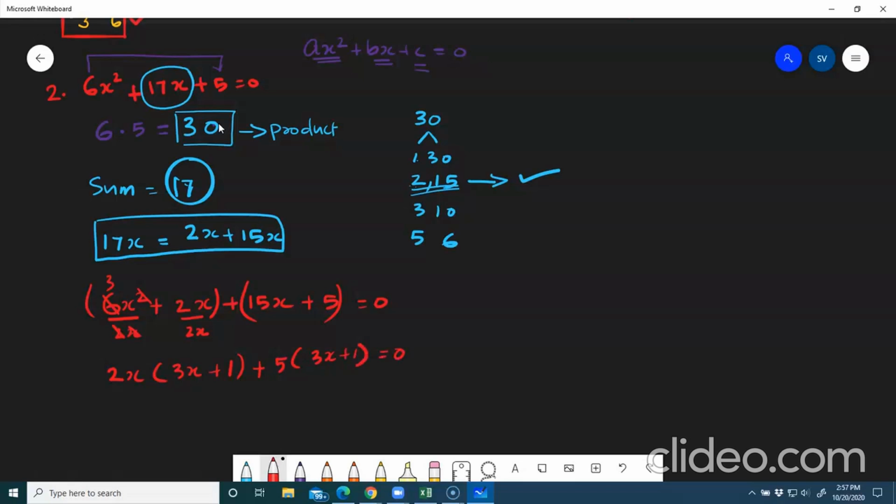Okay. We are actually not solving the problem. We are actually factorizing only. That's why we are not considering the 0.